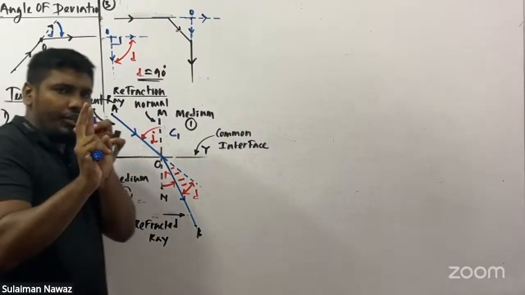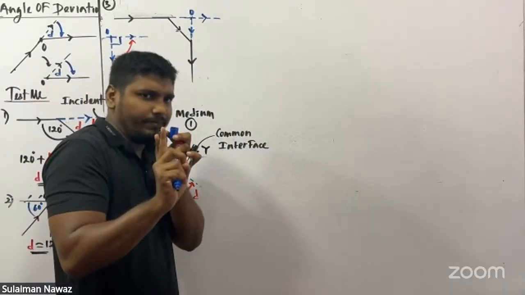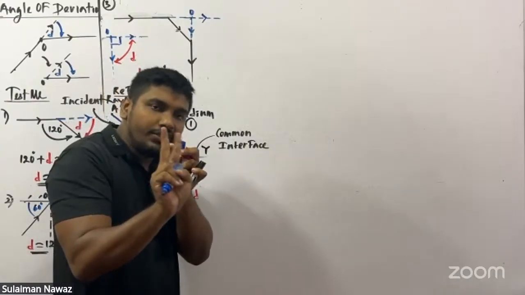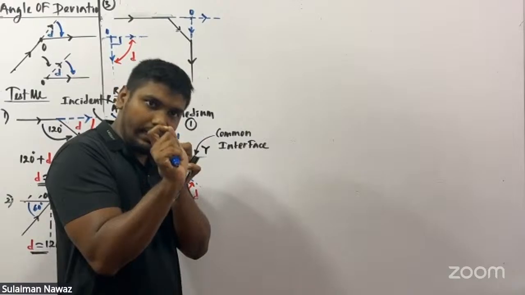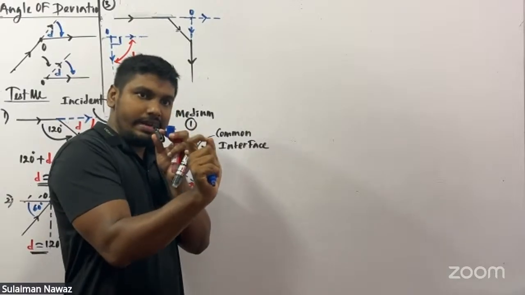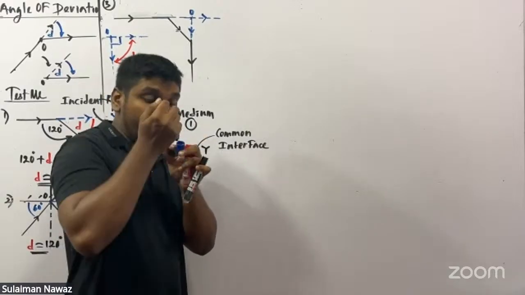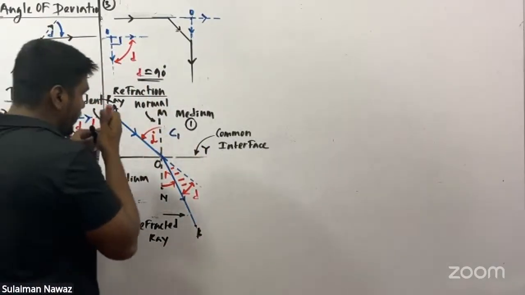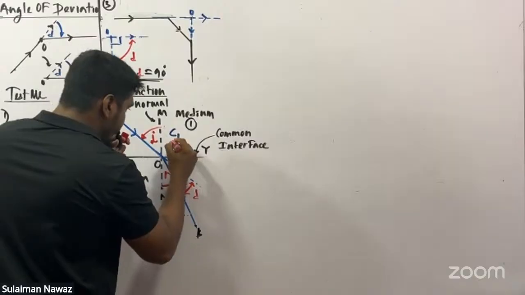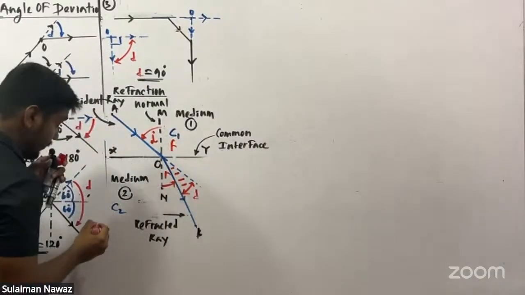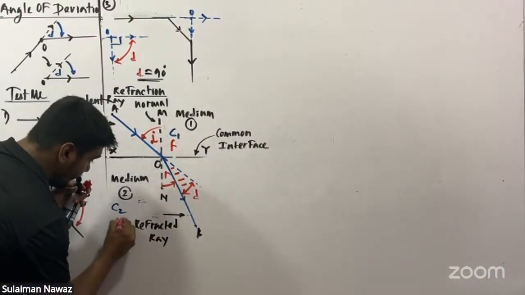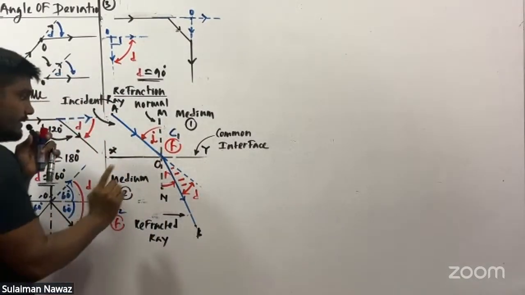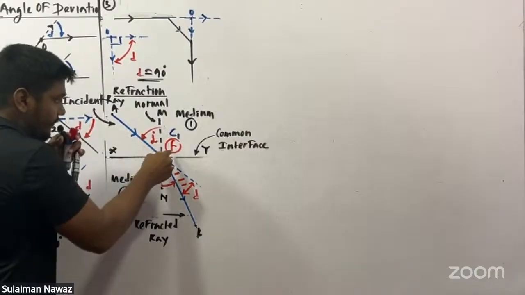Remember, during a refraction, frequency doesn't change. If it is a red color light ray, the same red color light ray is propagating in the second medium also. Remember, during a refraction, frequency is a constant. Frequency of the light rays in medium 1 is F. Frequency of the light ray in medium 2 is also F. Important. So speed changes, frequency constant.